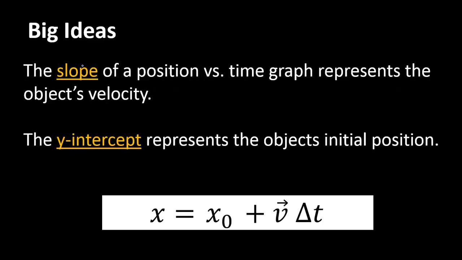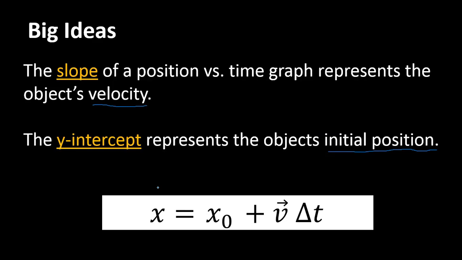And we worked out that the slope of a position versus time graph represents the object's velocity. The slope will give you a steepness and a direction, positive and negative. We can use both of those to describe the velocity. And the y-intercept represents the object's initial position. And these two things led us to this key equation here that also allows us to describe the motion of an object, and we can use it to predict where an object ends up.